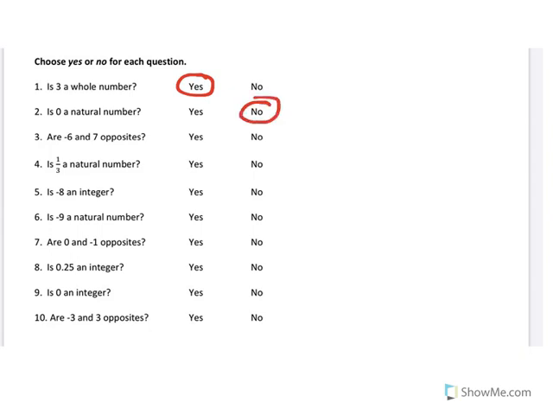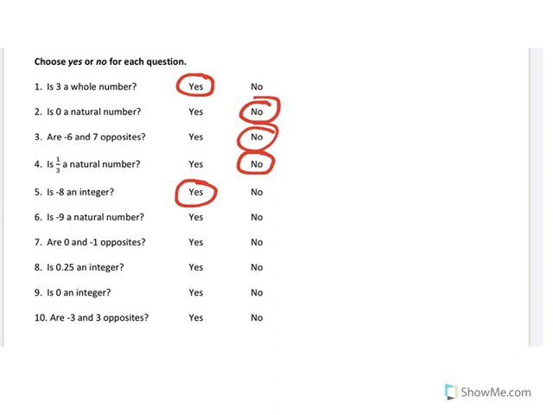Are negative 6 and 7 opposites? Well, opposites have to be the same number but different signs, so no. Is 1/3 a natural number? No. Fractions are not natural numbers. Is negative 8 an integer? Yes. Negative 8 is the opposite of positive 8, which is a whole number. So yes, negative 8 is an integer.